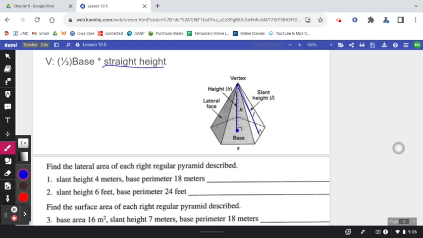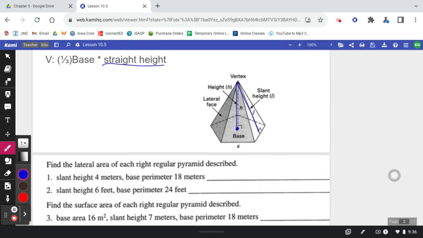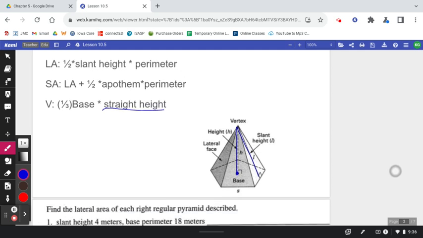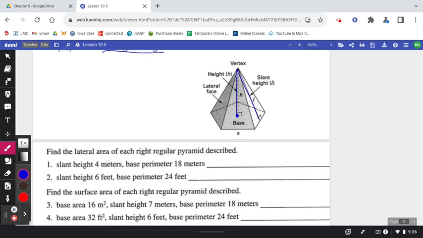All right, so for the first one, we're asking for lateral area. So we're using our half times the slant height times the perimeter formula. So in this one, half times, and they give us the slant height is 4, and the base perimeter is 18, which would give us a total of 36 meters squared.